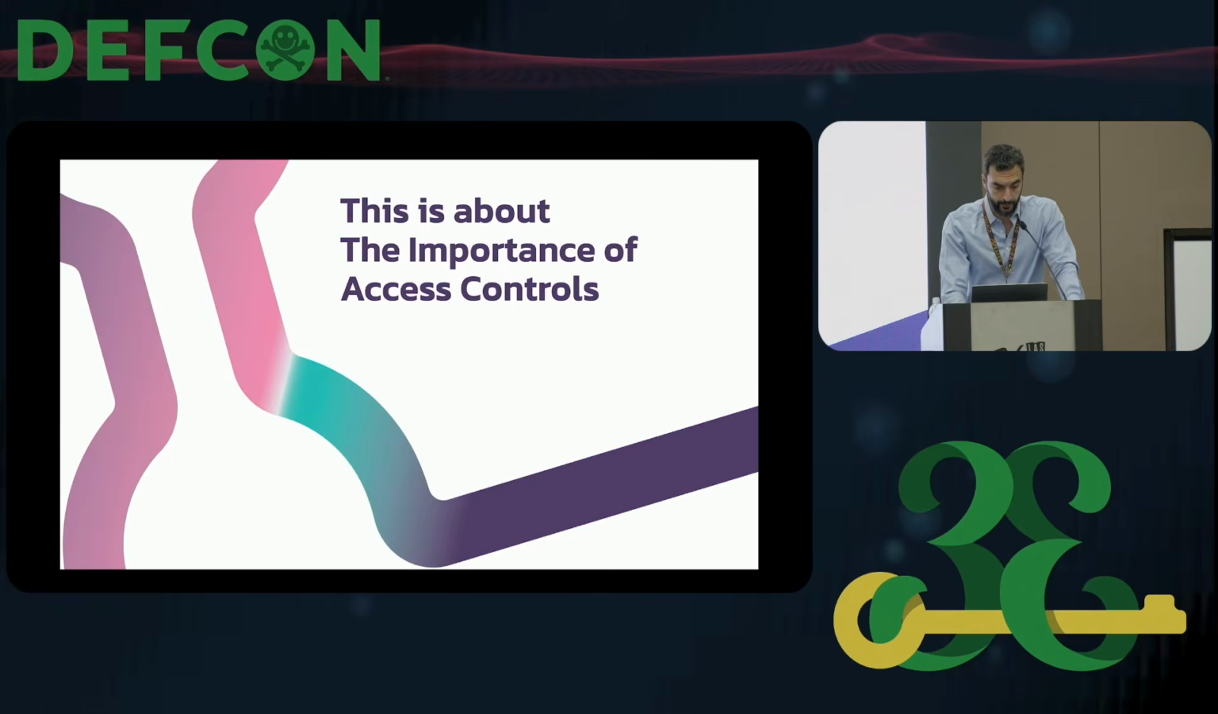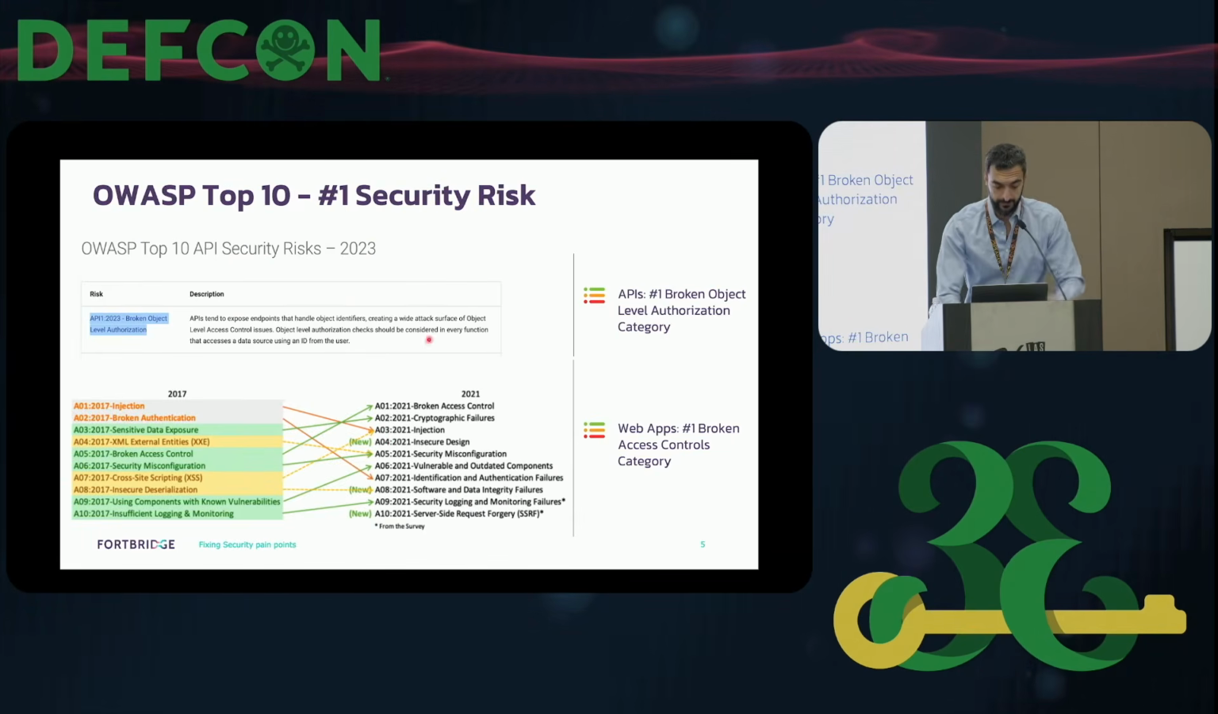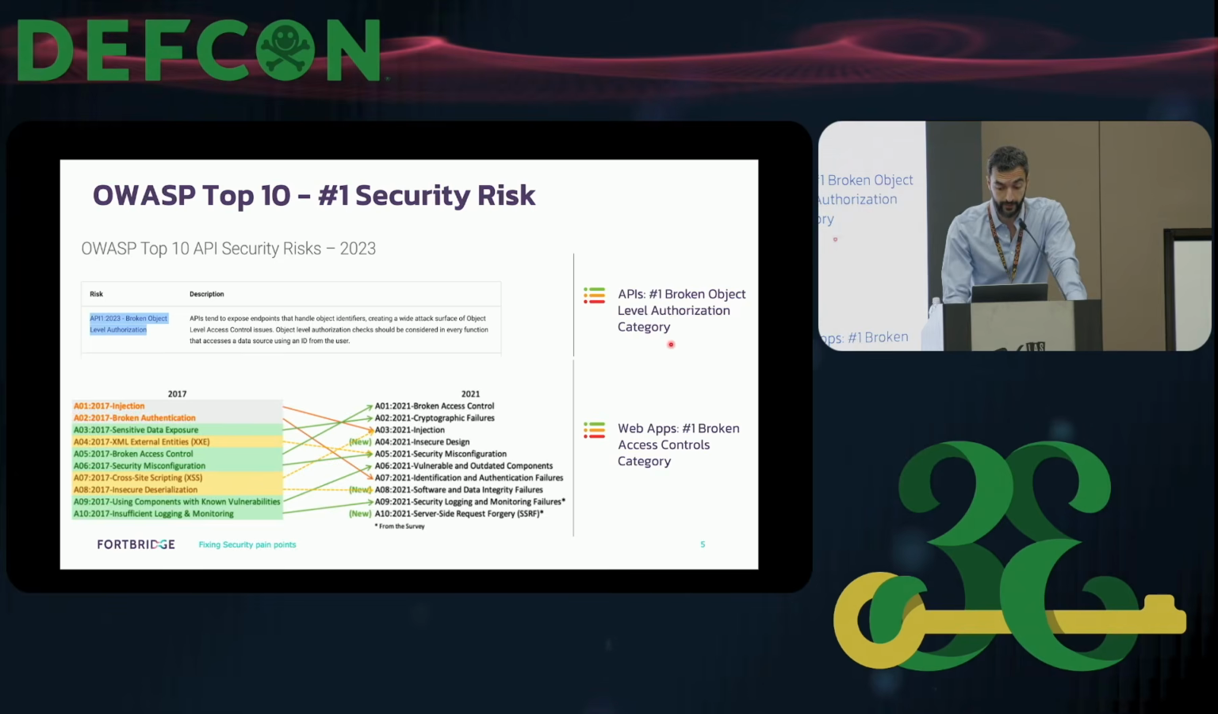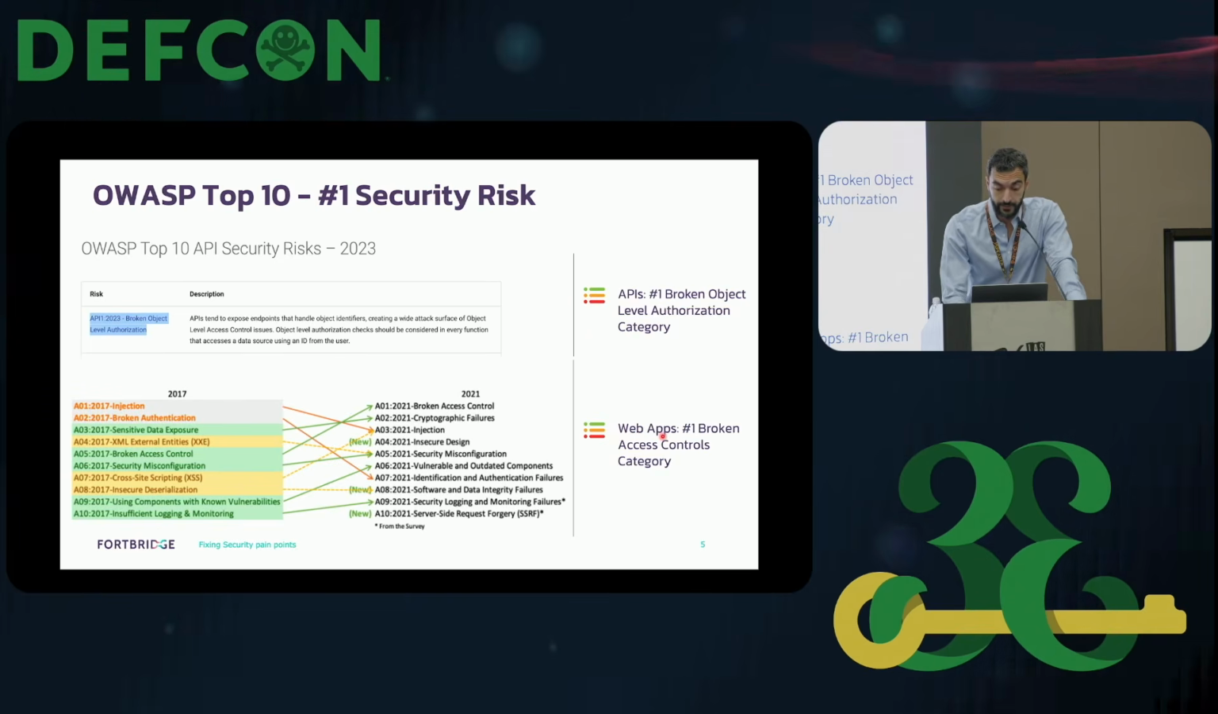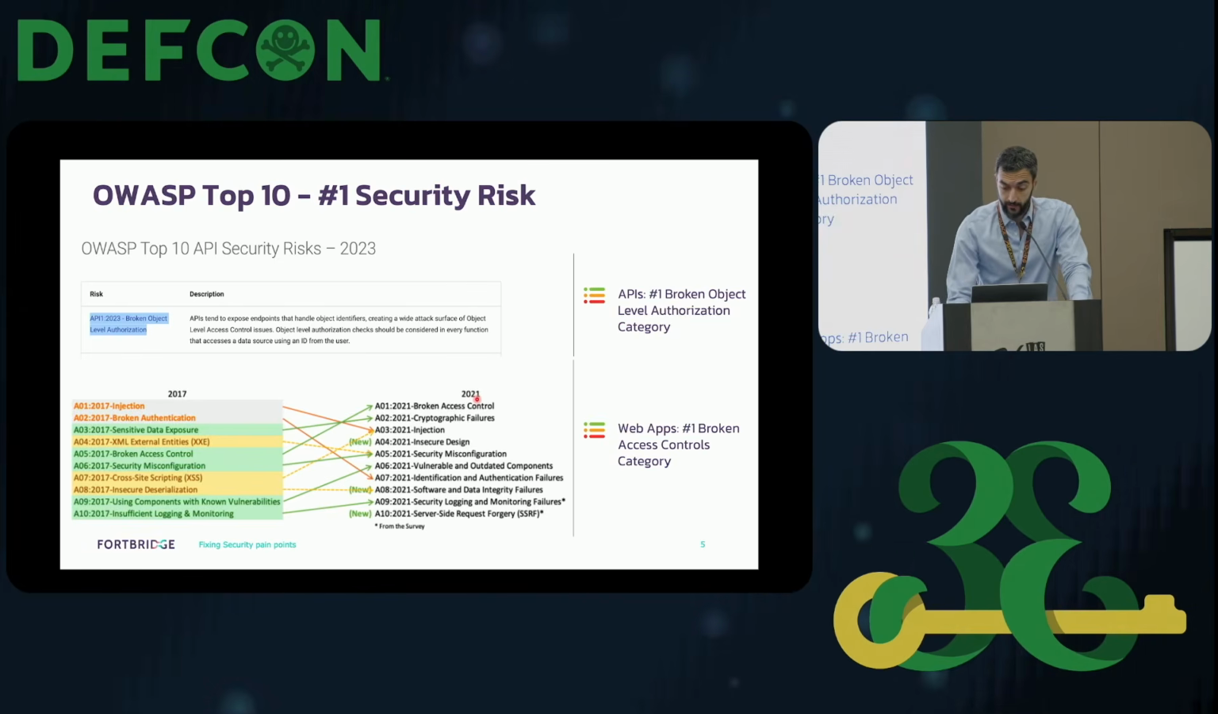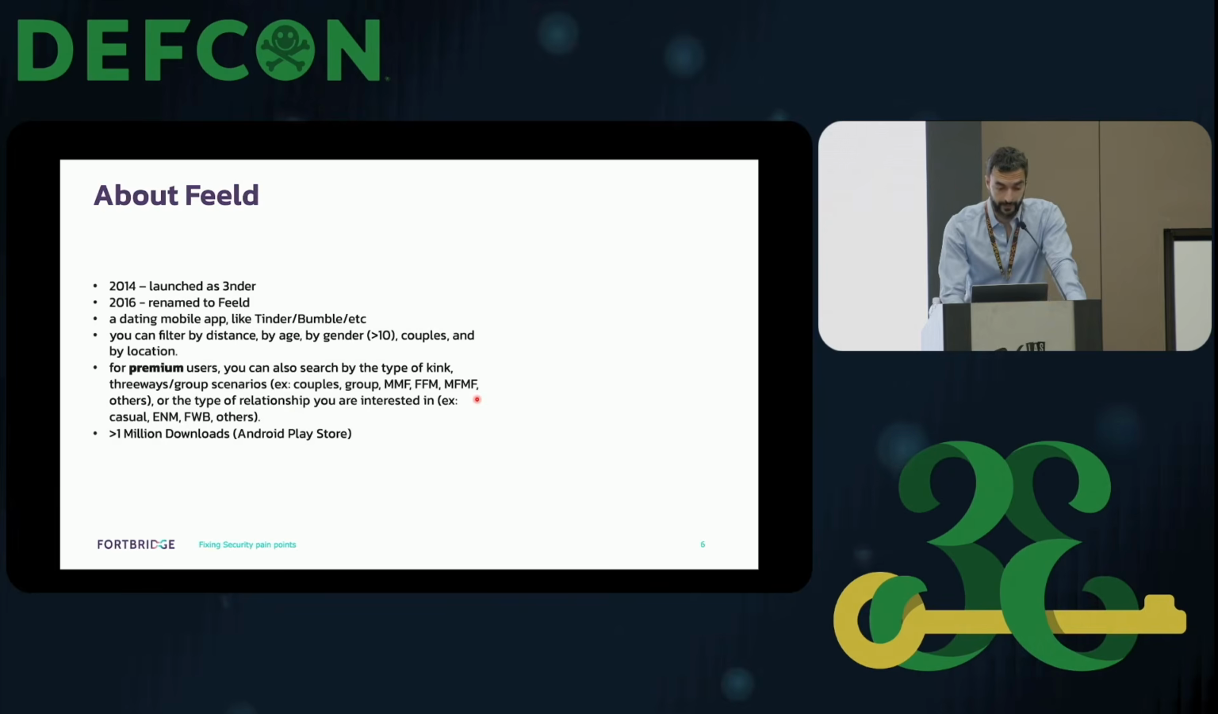So what is this talk about? This talk is about the importance of access controls. According to the US top 10 API, it is in first place, known as the BOLA category, Broken Object Level Authorization. And for web apps, it is also in first place, known as the Broken Access Control category in 2021. So as we can see, for API and web apps, the access controls issue is in first place.